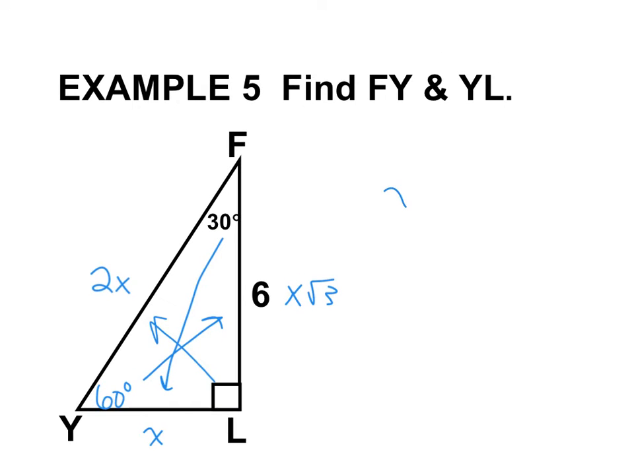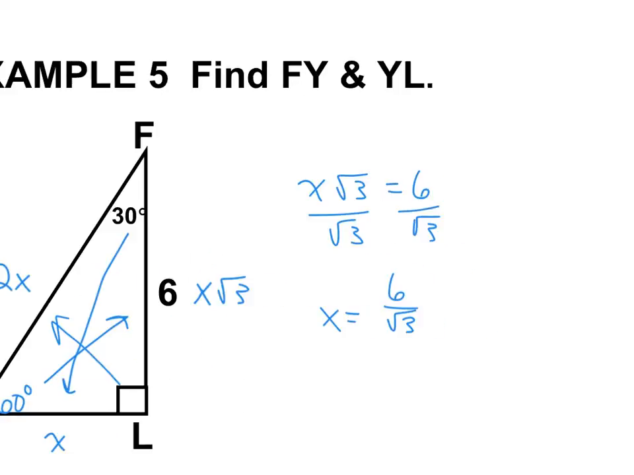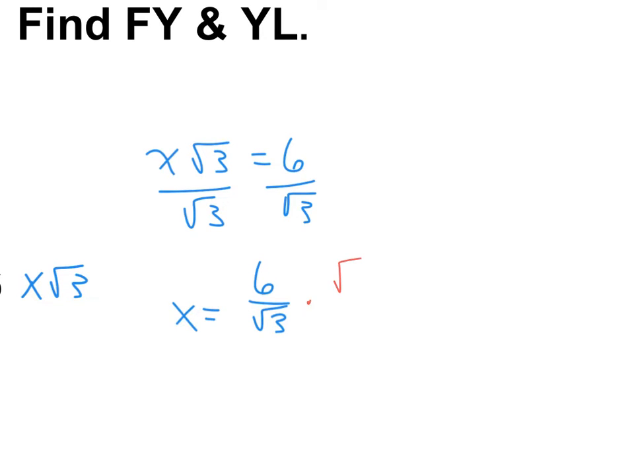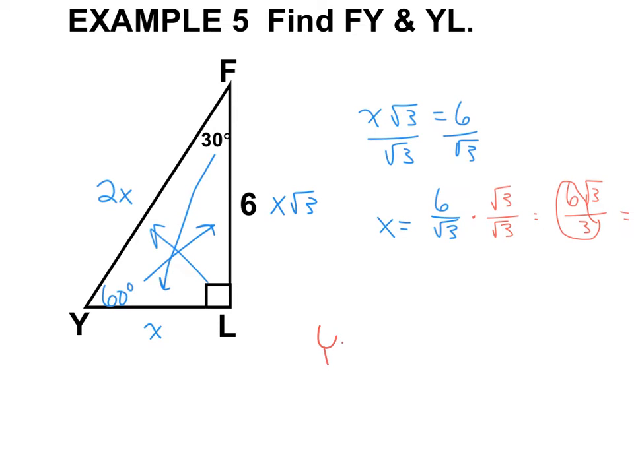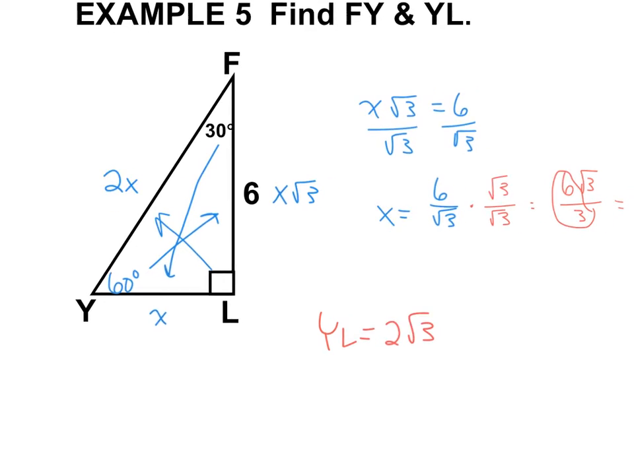So similar to the last one, I have x square roots of 3 equals 6, and I divide by the square root of 3. So I have x equals 6 over the square root of 3. Now to fix that one, instead of using the square root of 2 over the square root of 2, I use the square root of 3 over the square root of 3. So 6 times the square root of 3 would be 6 square roots of 3 over square root of 3 times square root of 3 is just 3. And again, I can simplify. 6 divided by 3 gives me 2 square roots of 3. So what that tells me is that the side that's just x, YL, is just 2 square roots of 3. Now I also need to find, it looks like FY or YF.